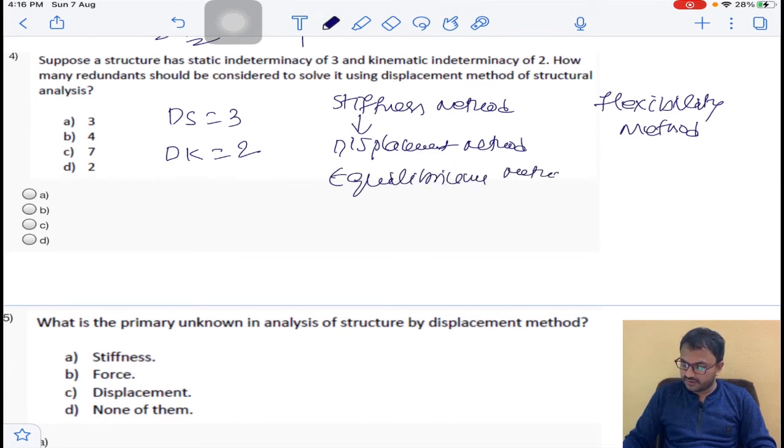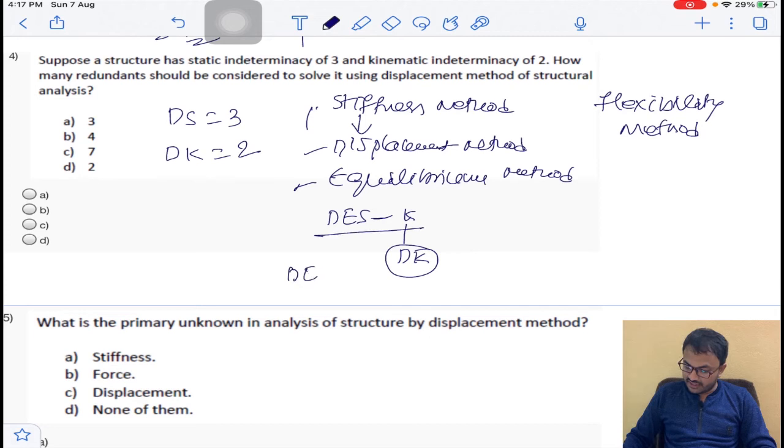Okay, D, E, S, and K is one more term. K is the number of unknowns, which will be equal to the degree of kinematic indeterminacy, so DK. That's why I kept one code, DESK. So displacement, equilibrium, and stiffness, all these methods are the same, and in all these methods the order of the matrix will be equal to the degree of kinematic indeterminacy.